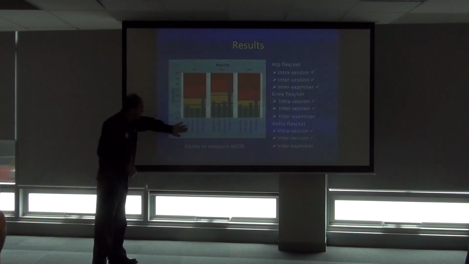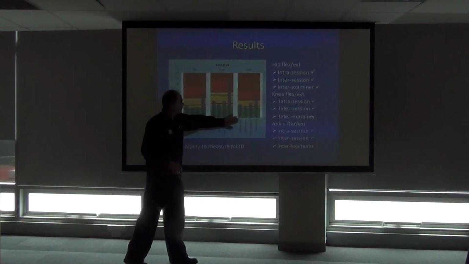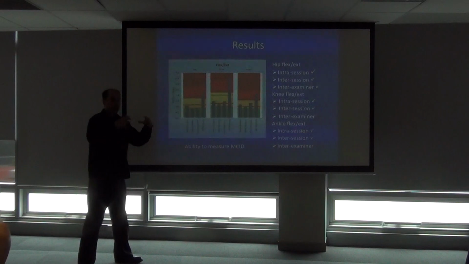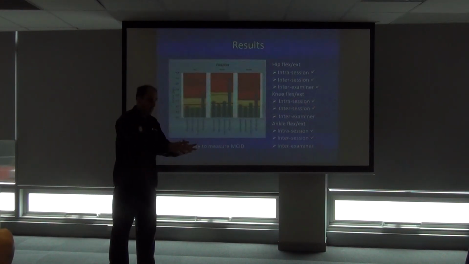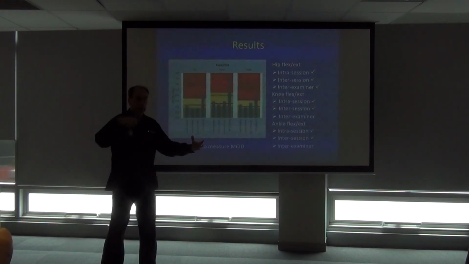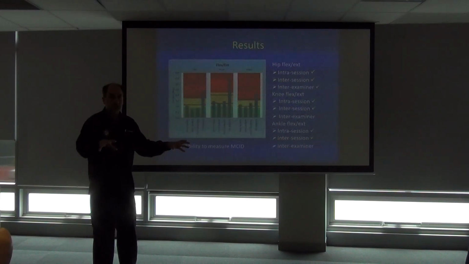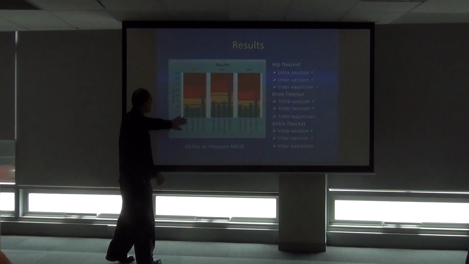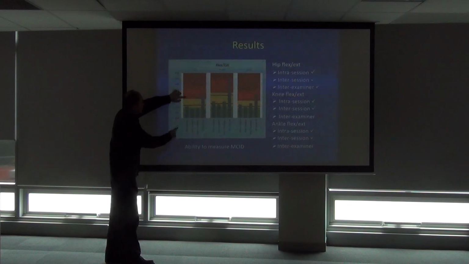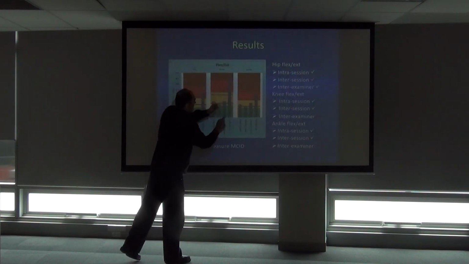For the intra-session, this first column, we're looking at this one. Intra-session, you have a collection of data, intervention, collection of data, but they're all under the same conditions. So we're looking at the 95% confidence interval, looking at this value. So they're all well under where we'd like to be.